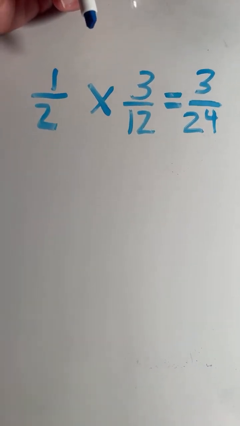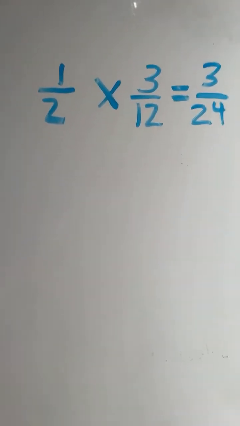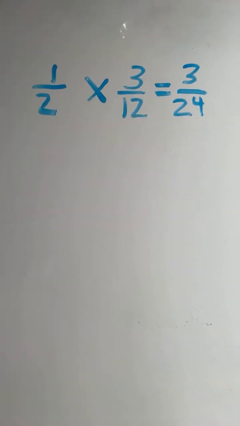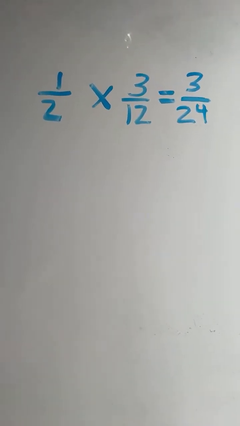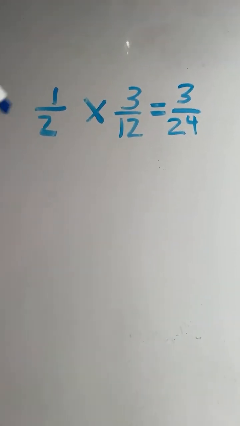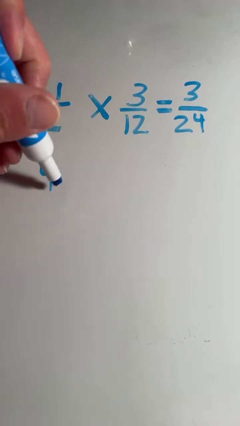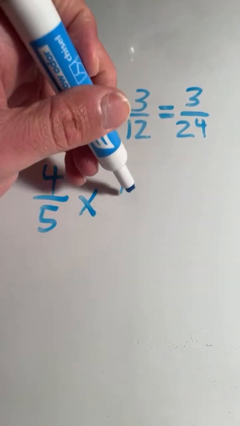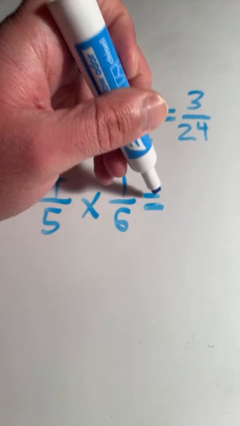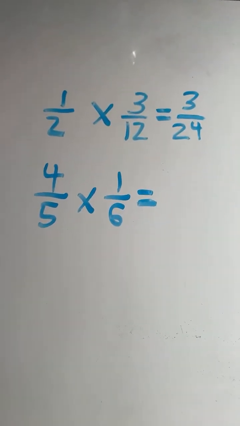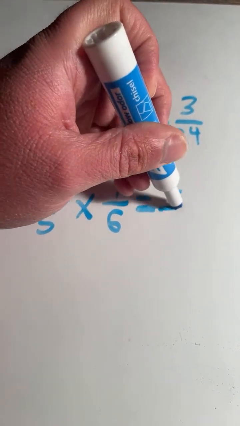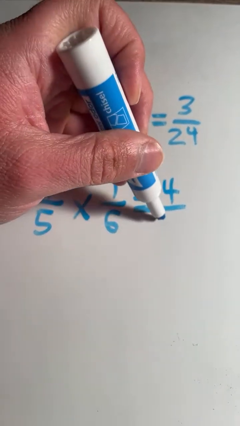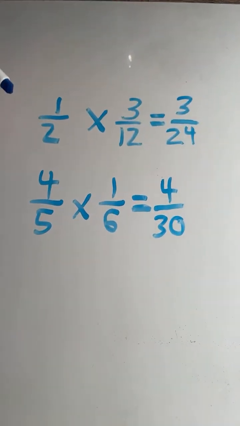But for this part of the live stream, I'll do a bunch of multiplying fractions problems, about 5 of these, and out of the 5, I'll choose one to actually reduce to lowest terms. All right, 4/5 times 1/6. That's the next one. 4 times 1 equals 4. 5 times 6 equals 30. 4/5 times 1/6 equals 4/30.